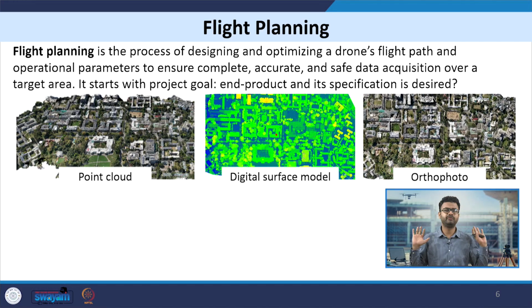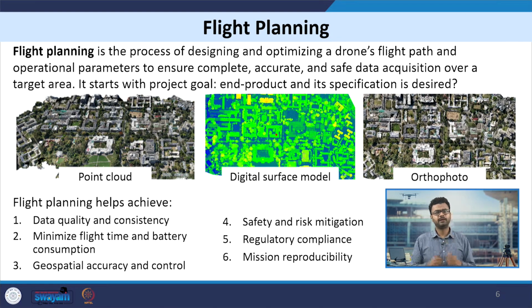And it starts with one thing: what is the end product and what is the specification of the end product that is desired. So the end product can be a point cloud, it can be a digital surface model if you're interested in the height, or if you're only interested in the 2D positions, it can be an orthophoto. At the same time, the specifications can be what ground sampling distance is required, what positional accuracy is required, what is the area, what is the shape of that area that needs to be covered, and so on.